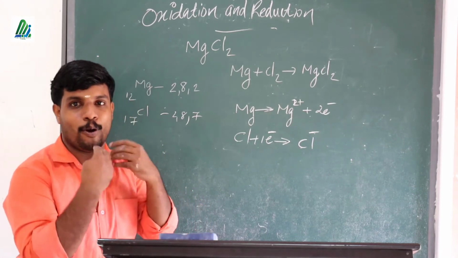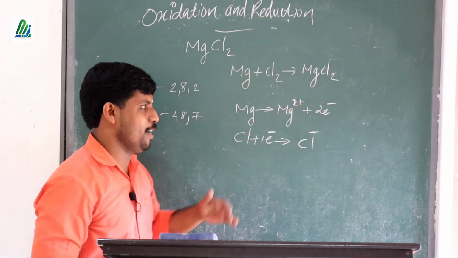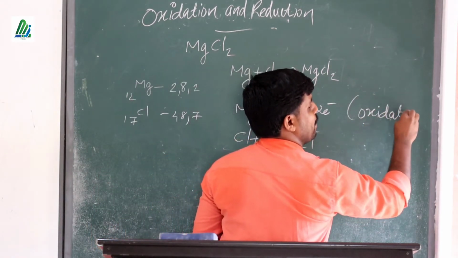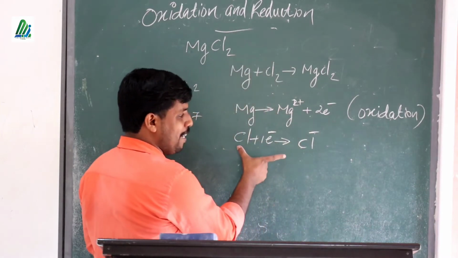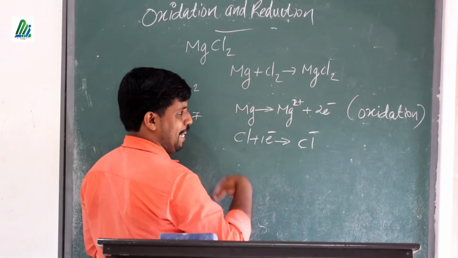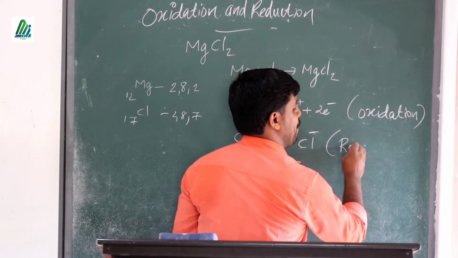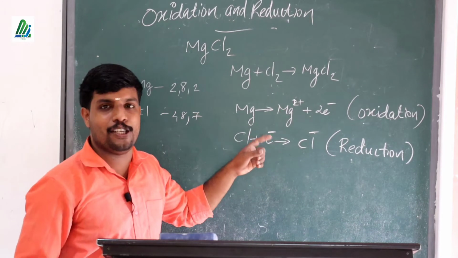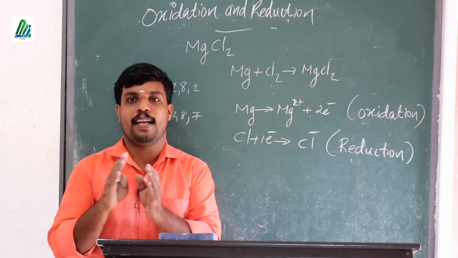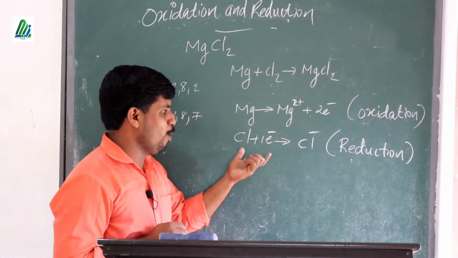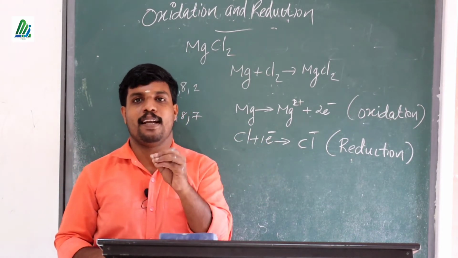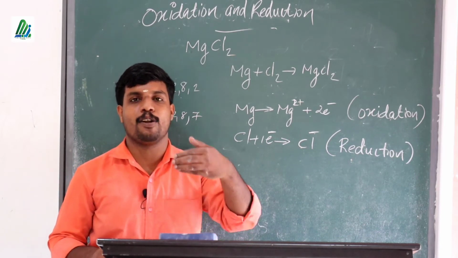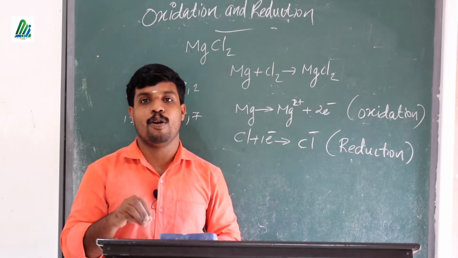So which atom donates electrons here? Magnesium donated, so this equation represents oxidation. And in this case, chlorine accepted, so that equation represents reduction. Magnesium donated the electrons, and that is oxidation. Chlorine accepts the electron, and that is reduction. Donating electrons is oxidation; accepting electrons is reduction.